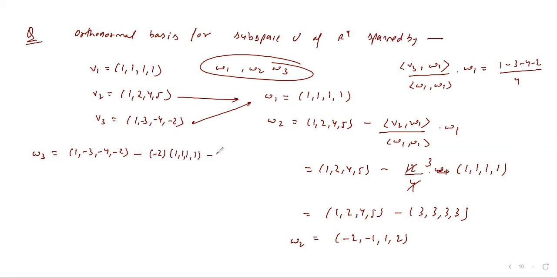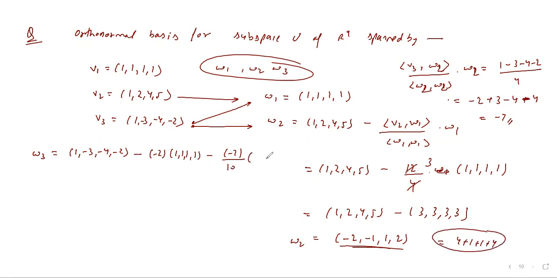Then minus the Fourier coefficient of v3 with respect to w2. Now we are going to do it for w2. What will that be? The inner product of v3 and w2. This is my w2. So what will that be? 1 minus 2 plus 3 minus 4 plus 4, sorry, minus 4, so that would be equal to minus 7. So we got minus 7 divided by <w2, w2>. We'll have to find the inner product of this, that would be 4 1 1 4, that is 10, into w2, that is minus 2, minus 1, 1 and 2.